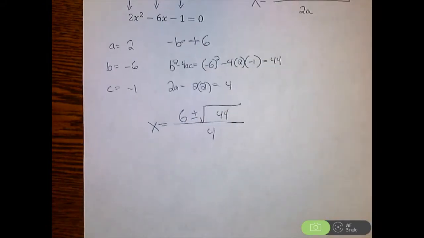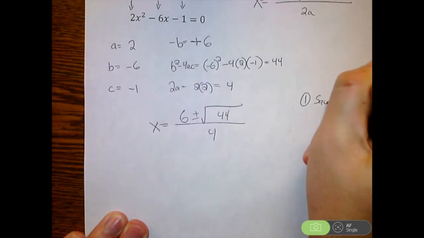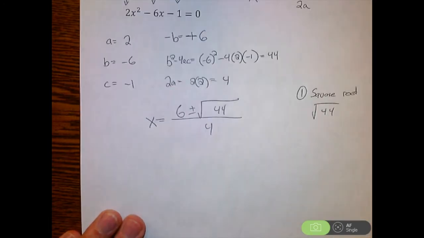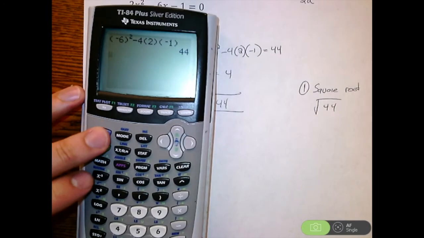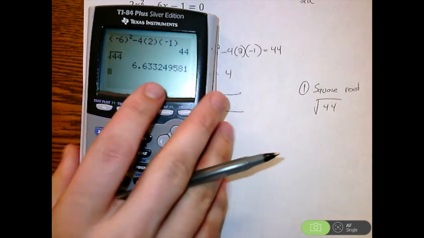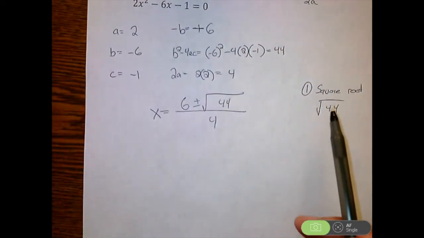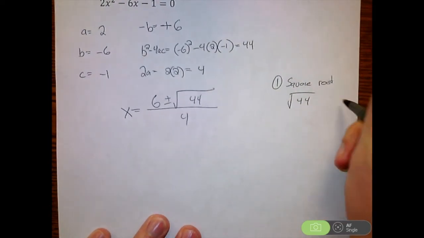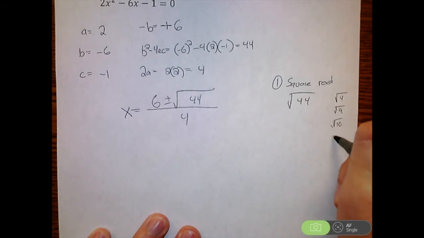Now, just like the first video, the first thing I want to look at is the square root. So I want to try and break down the square root of 44. If you do it in your calculator, the square root of 44 is 6.63, so that doesn't work out. So what we need to do is break this down and simplify it. I look for something that is a perfect square that divides into 44. Perfect squares are like 4, 9, 16, 25, 36, etc.